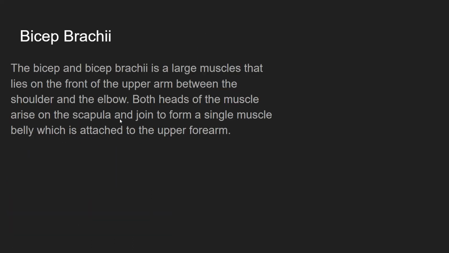Continuing with the biceps brachii. The biceps brachii is a large muscle that lies on the front of the upper arm between the shoulder and the elbow joint. Both heads of the muscle arise on the scapula and join to form a single muscle belly, which is attached to the upper forearm.